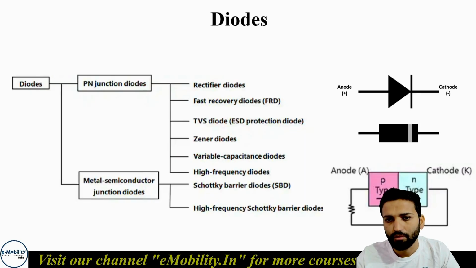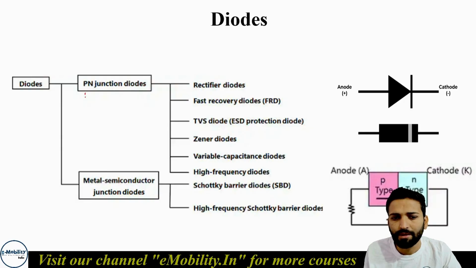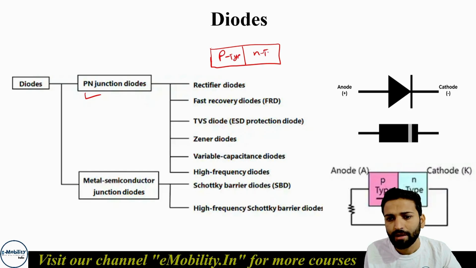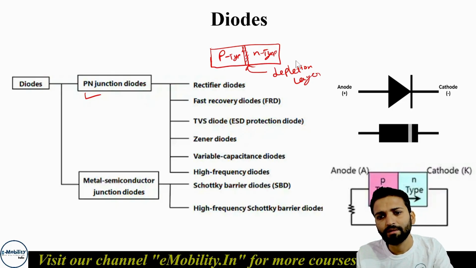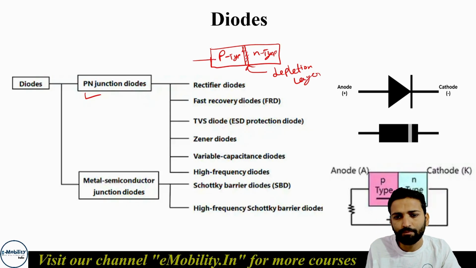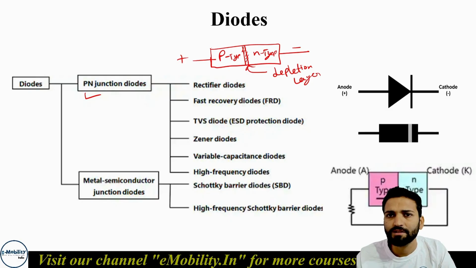Now what are the types of diode? Diodes depend on the p-n junction. So what is a diode? A diode consists of a p-type and an n-type semiconductor. This is the p-type and this is the n-type. Because of these two combined, there exists a depletion layer between them. We will not be going into the physics of diodes, but we'll learn that there is a depletion layer between the p and n junction, and whenever a positive is attached to the p-type and a negative to the n side, this depletion layer squeezes and the current starts to flow.